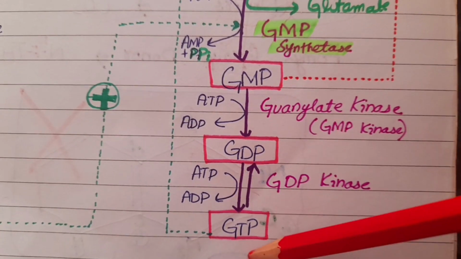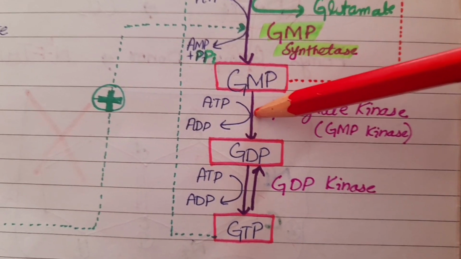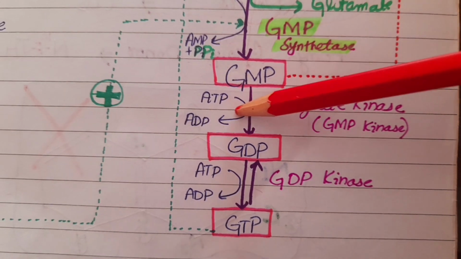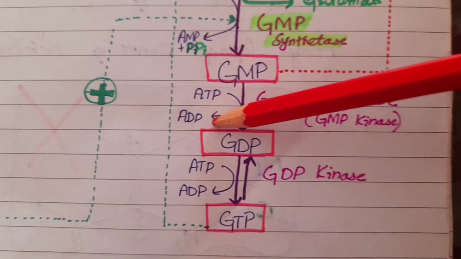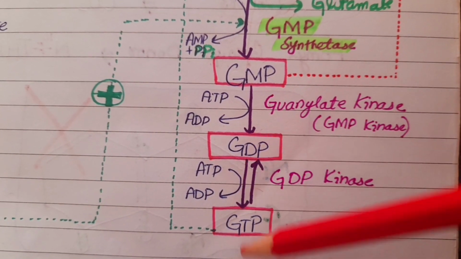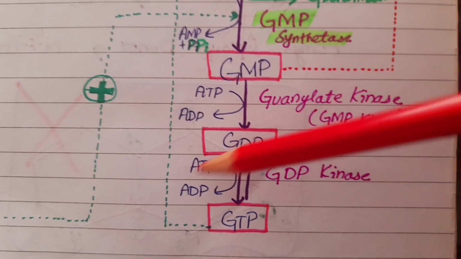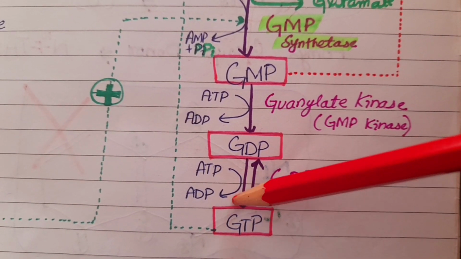Now for the formation of GTP, GMP can be converted into GDP in the presence of the enzyme guanylate kinase, and ATP is converted to ADP. Further, this GDP can be phosphorylated to form GTP in the presence of the enzyme GDP kinase, and again ATP will be utilized in this process.